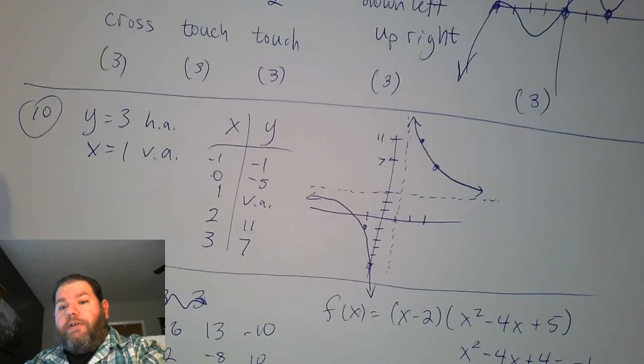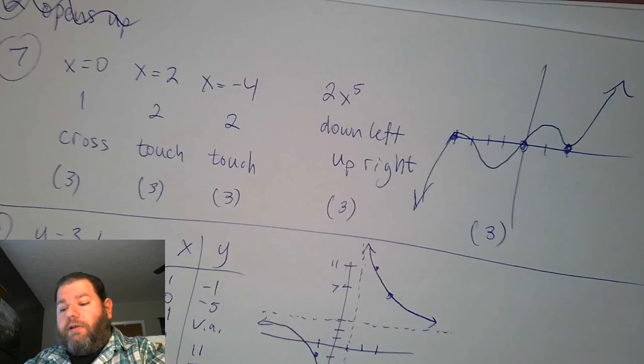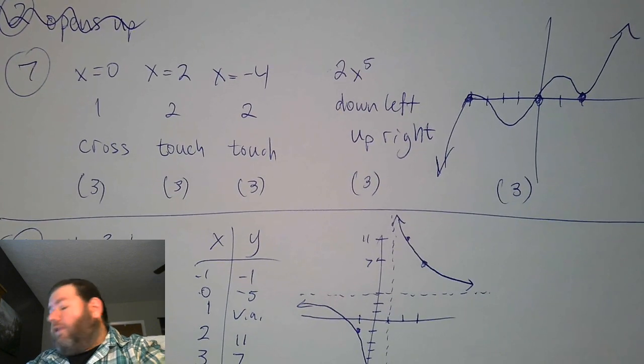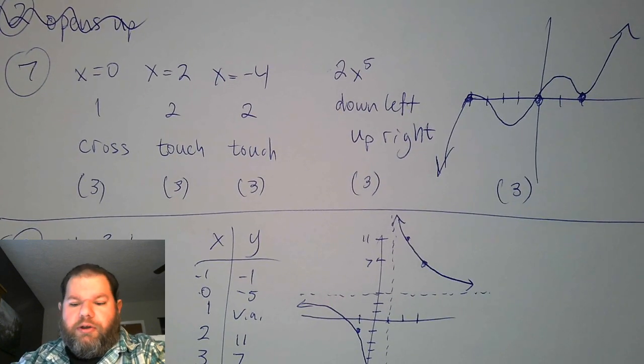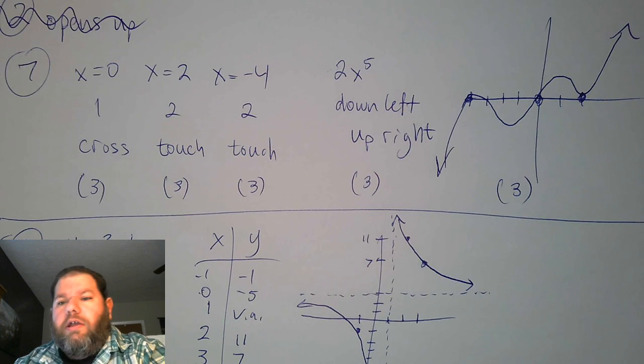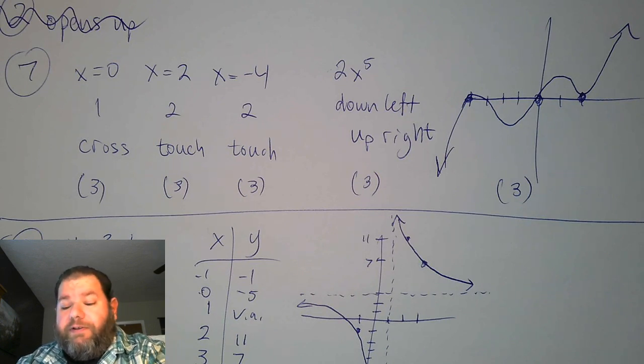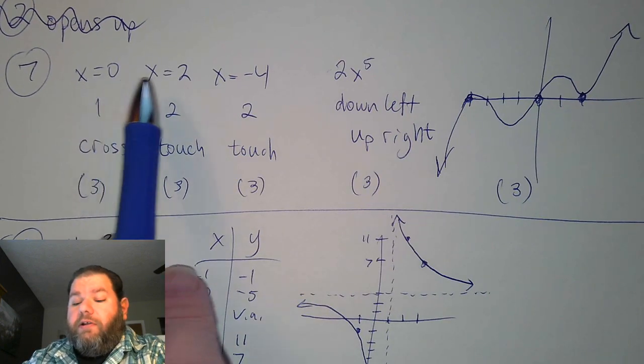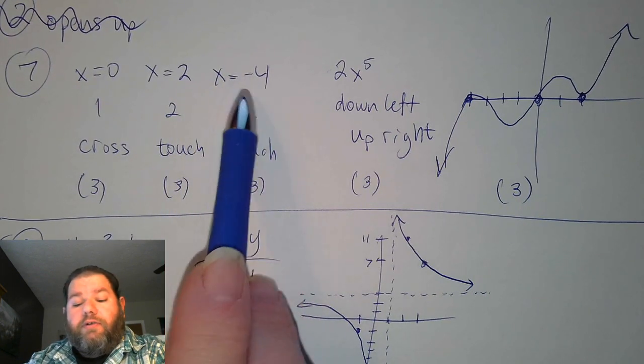I wanted to point out something on number 7 on the exam. Something that was somewhat confounding to a few of you, especially the ones that came very close to 100. This is like the only mistake that you made. I mean, look at these numbers here: 0, 2, and negative 4. Notice they're not in order.